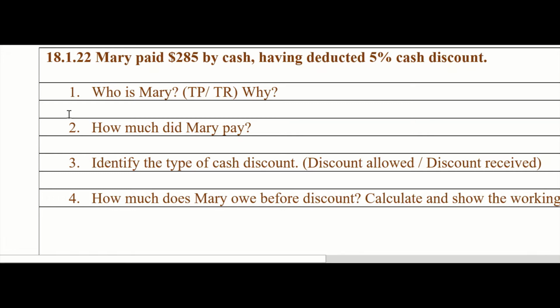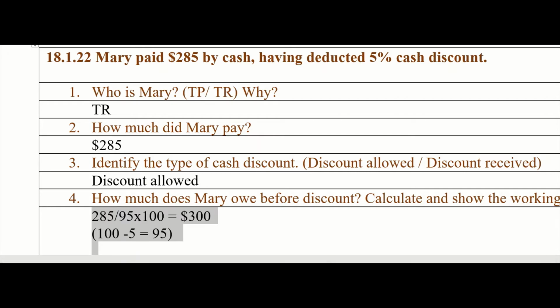5% is your discount. Who is Mary? Mary is your trade receivable. How much did Mary pay? $285. Identify the type of cash discount. It's a credit customer, you allow discount, therefore discount allowed. How much does Mary owe before discount? Calculate and show workings. So this 285 is 95%. Therefore, let's calculate the working. 285 divided by 95 multiplied by 100. So actually Mary owes to pay you 300.